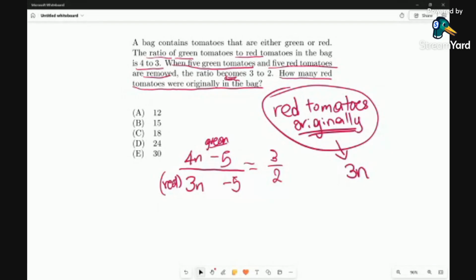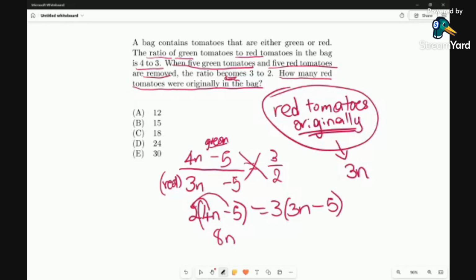You can do plug and chug, but to be honest with you, looking at this, it's going to take us a while. So I'm going to just do what we call cross multiplication when you have an equal sign and 2 fractions. What does that mean? I'm going to do 2 times 4N minus 5, and that's going to be equal to 3 times 3N minus 5. And then we're going to solve. So this becomes 8N. I'm distributing this inside. And then 2 times 5 is 10. That's going to be equal to 9N, distributing again, minus 15.